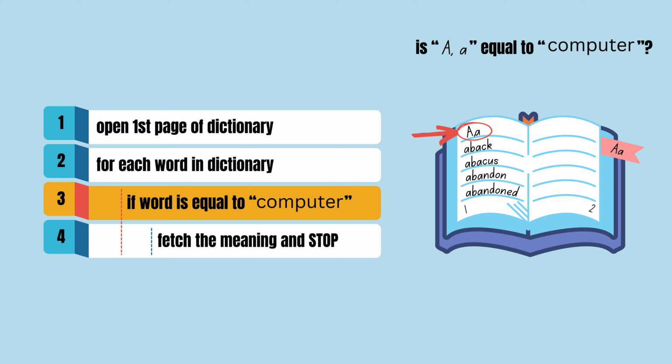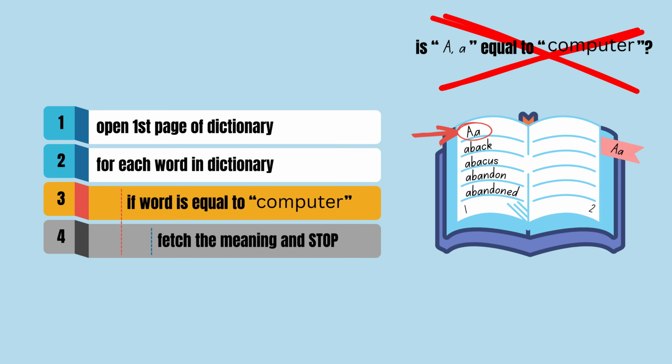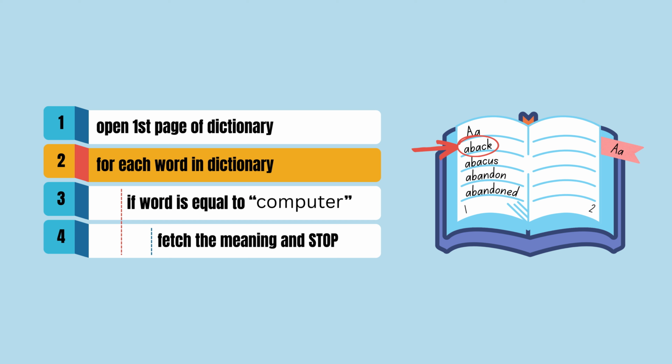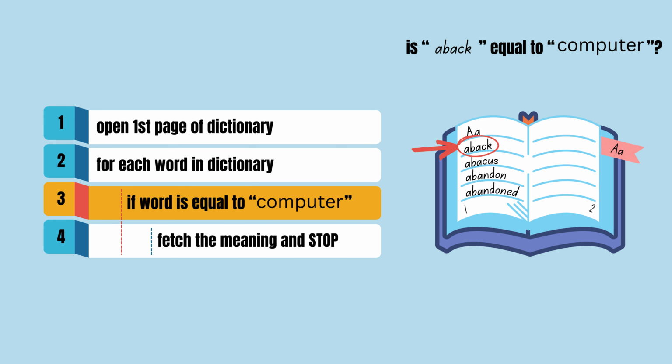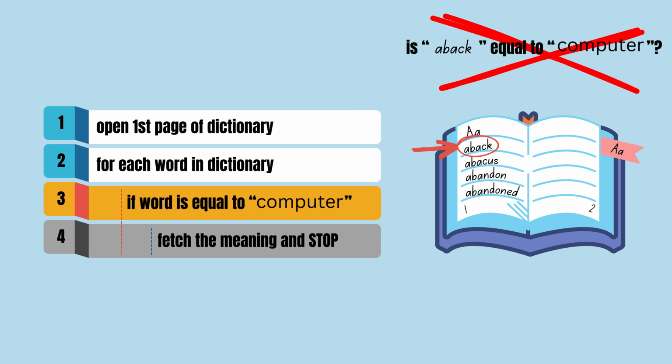The first word in the dictionary is a, and it is not equal to computer. Therefore, the fourth line will not be executed since the condition was not fulfilled. As we have not gone through each word in the dictionary yet, the loop is repeated and the algorithm goes on to the next word in the dictionary, which is aback. Aback is again not equal to computer, and therefore the fourth line will not be executed, so the algorithm goes back to the second line.